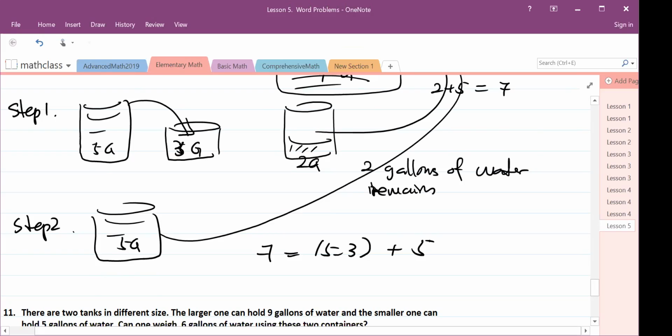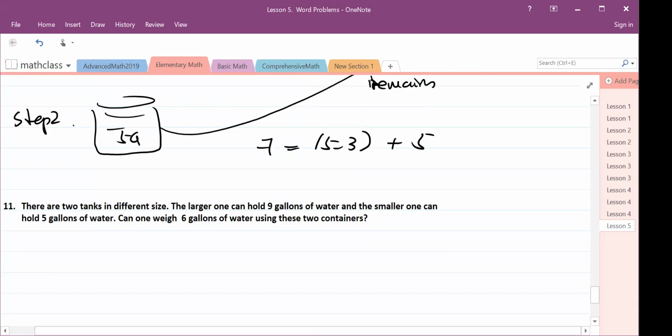Okay. So how to get 5 - 3? Use a larger container, small container, right? Yeah, 5 - 3 = 2. So you get 2 gallons of water first. You take a difference.